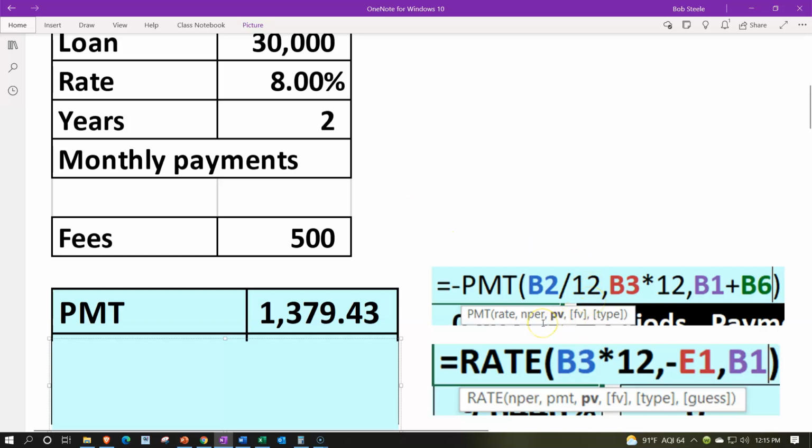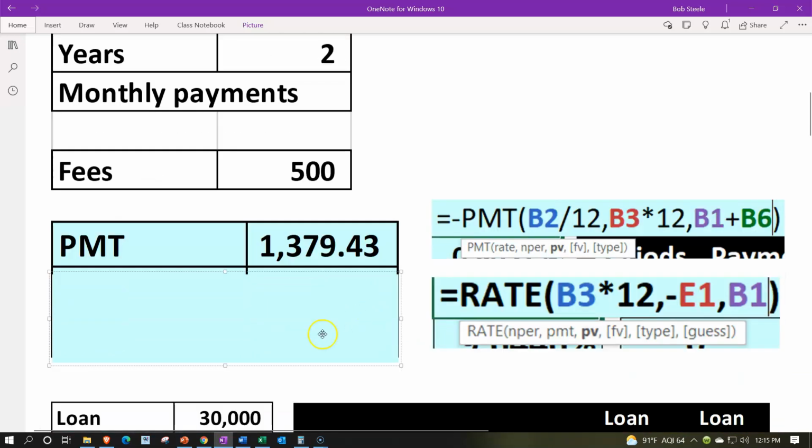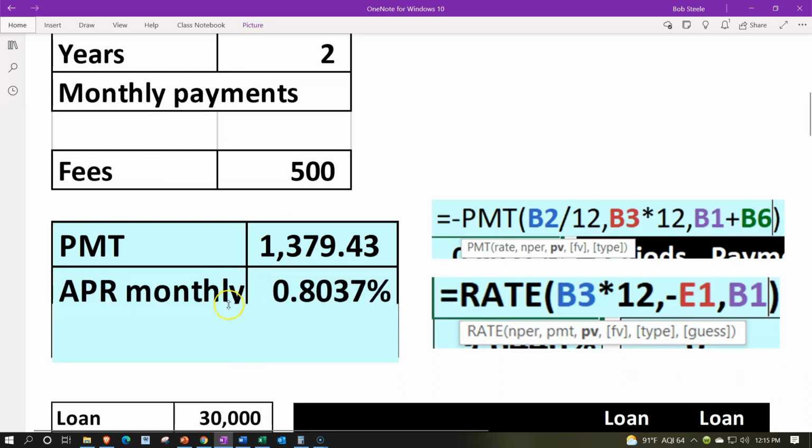And then we say comma, number of periods. Number of periods would be 2 periods, years, but that would be yearly. And we're doing this monthly, so we're going to say times 12. And then comma, the present value. The present value is the loan, but not just the loan, because they tacked on the $500 that we're going to be paying back as well. So it's $30,000 plus $500, $30,500. That then gives us the $1,379.43.